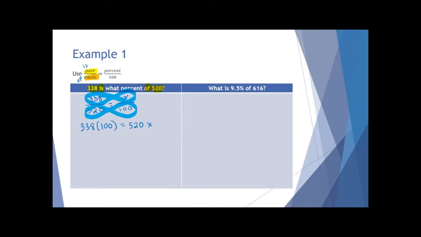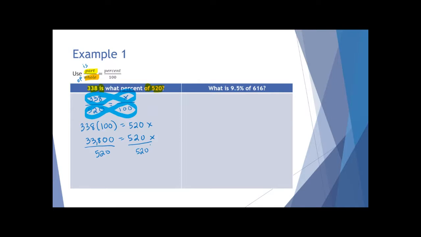So first I need to do 338 times 100. And that is basically just adding 2 zeros to my number. So I have 33,800 equals 520x. And then we need to divide both sides by 520 because we want to get x by itself. So we need to get rid of that 520.